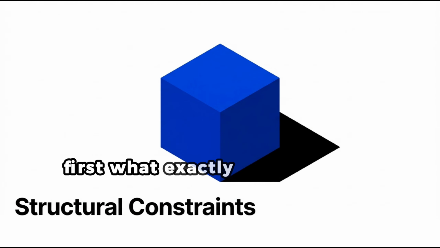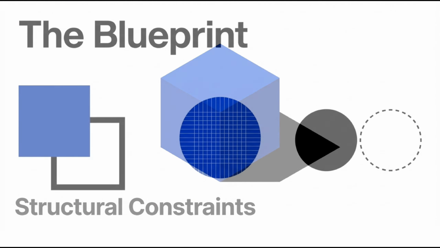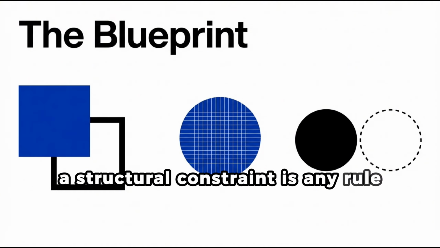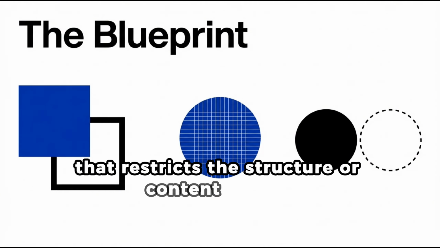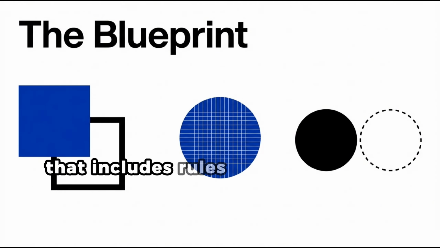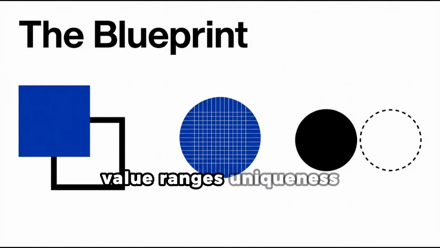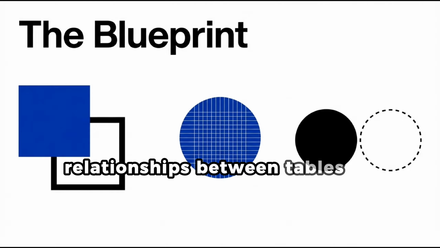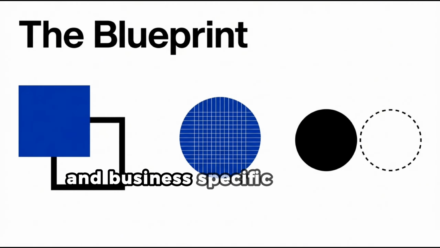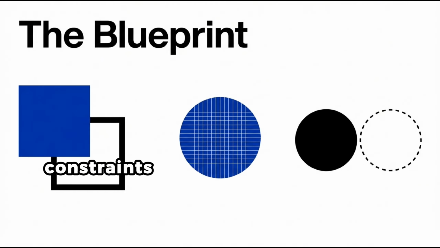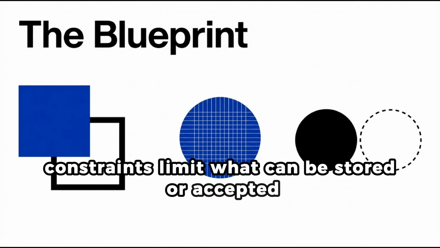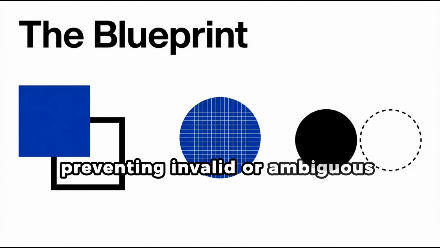First, what exactly are structural constraints? A structural constraint is any rule that restricts the structure or content of data. That includes rules about data types, required fields, value ranges, uniqueness, relationships between tables or records, and business-specific invariants. Constraints limit what can be stored or accepted, preventing invalid or ambiguous states.